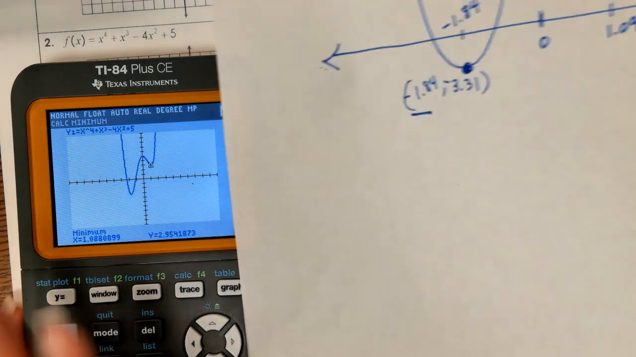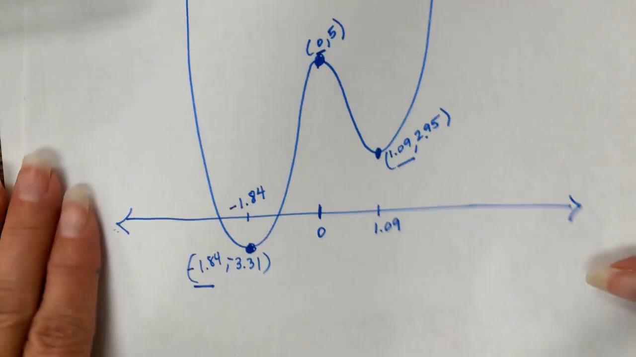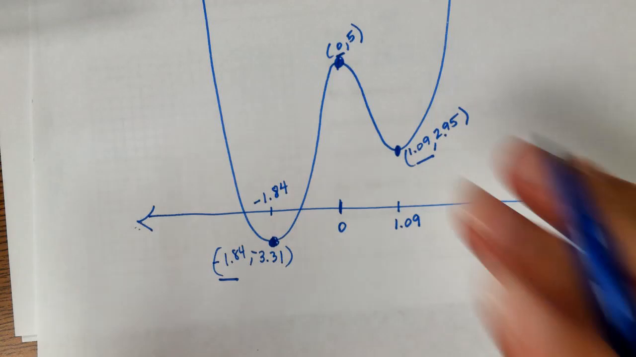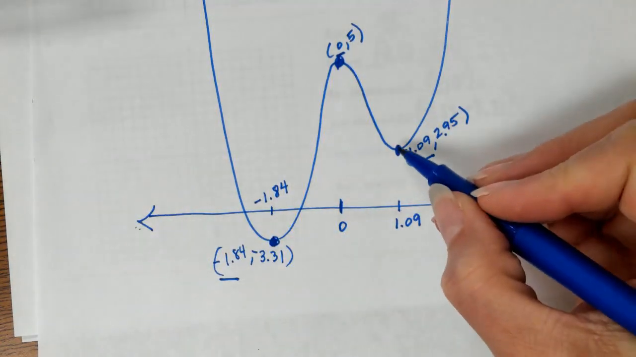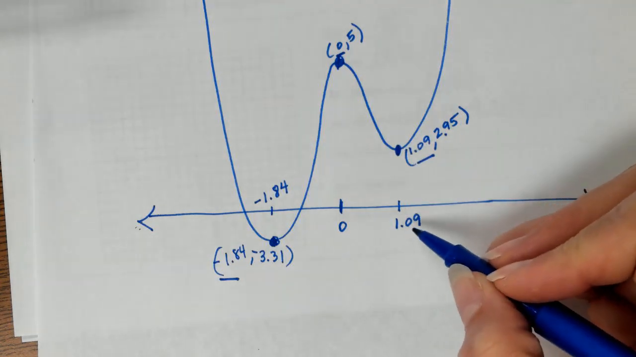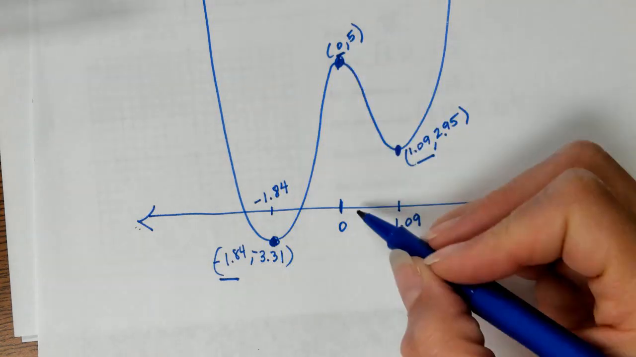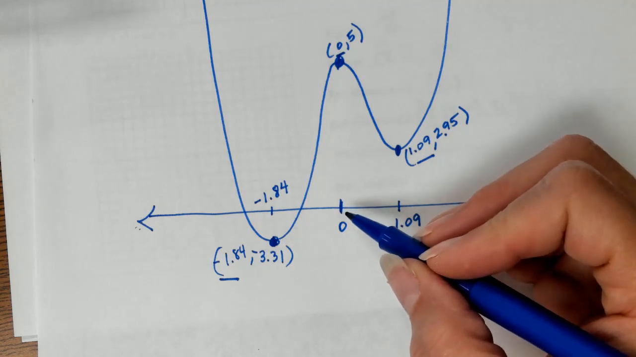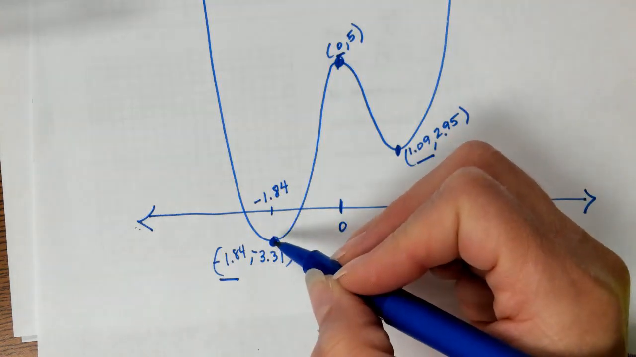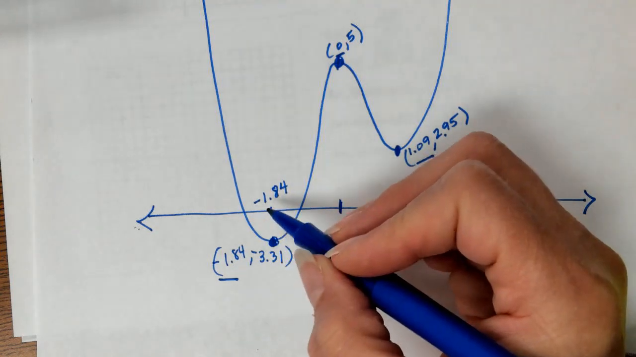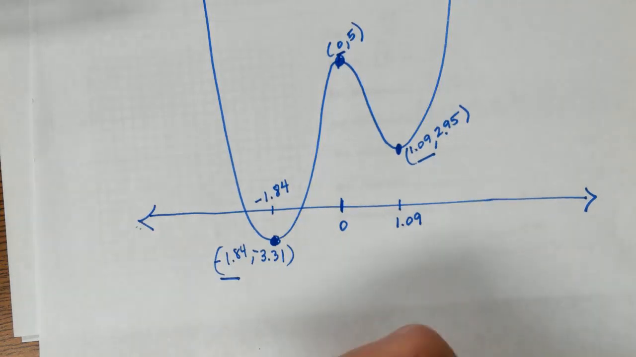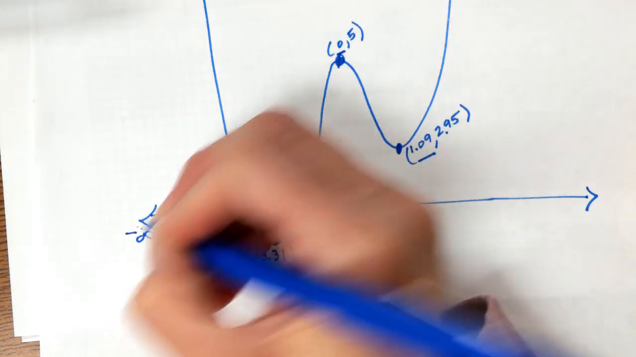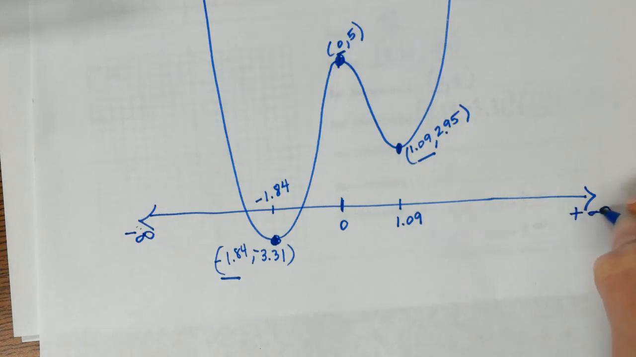Now, I tried to kind of blow the graph up for you guys, and notice I only put on an x-axis, and at this minimum I wrote the x that went with it, the 1.09. The maximum right here was at 0, so I'm kind of marking my x-axis. And this minimum was at the negative 1.84. So I've done those tick marks, and we could also add on here a negative infinity on that end and a positive infinity as we keep going out this direction.